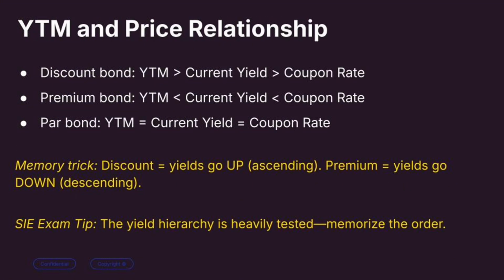Here's a critical relationship to memorize. For discount bonds, yields ascend. Yield to maturity is greater than current yield, which is greater than the coupon rate. For premium bonds, it's the opposite. Yields descend. Yield to maturity is less than current yield, less than coupon rate. At par, all three equal each other. A helpful memory trick: discount means yields go up, premium means yields go down. This yield hierarchy is heavily tested.